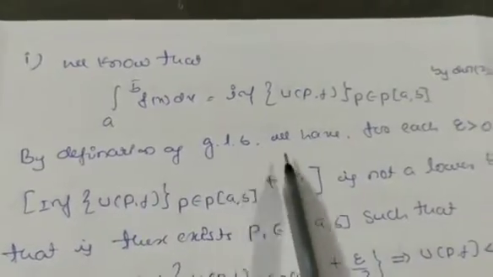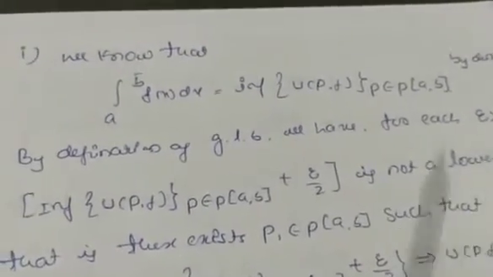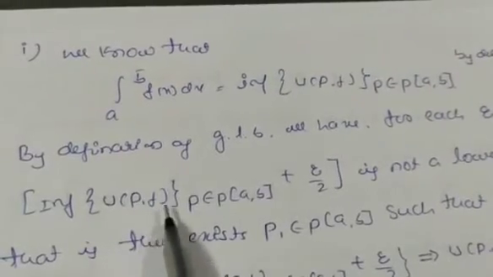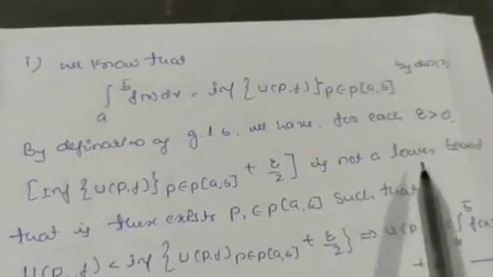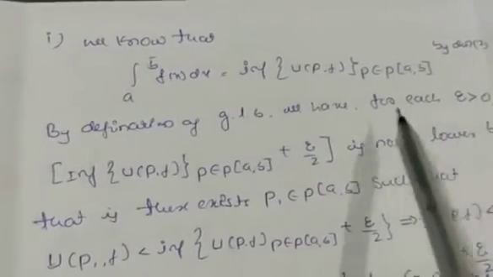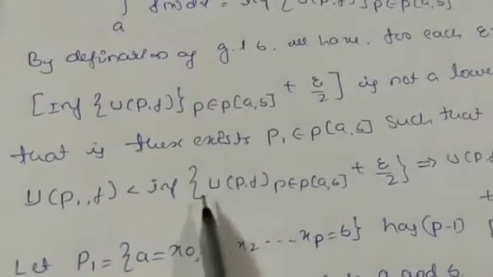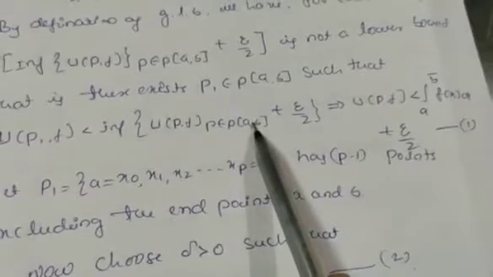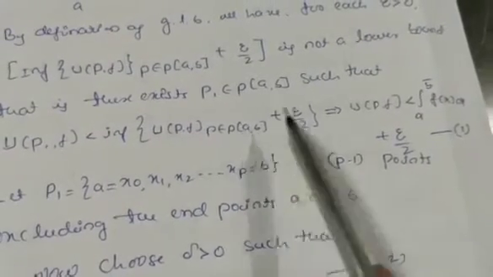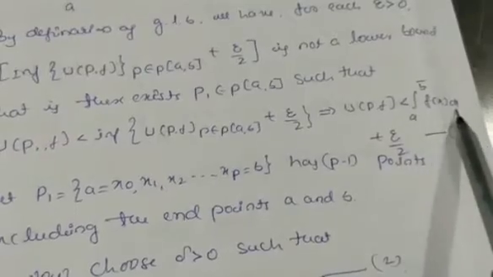So by the definition of greatest lower bound, we have for each epsilon greater than 0, the infimum of U(P,f) plus epsilon by 2 is not a lower bound, because the infimum is the greatest lower bound, no? Therefore infimum plus epsilon by 2 is not a lower bound. That is, there exists P1 belonging to P[a, b] such that U(P1,f) is less than infimum of U(P,f) plus epsilon by 2. Which implies U(P1,f) is less than the upper Riemann integral, that is, the integral from a to b of f(x) dx, plus epsilon by 2. Take this one as equation number 1.